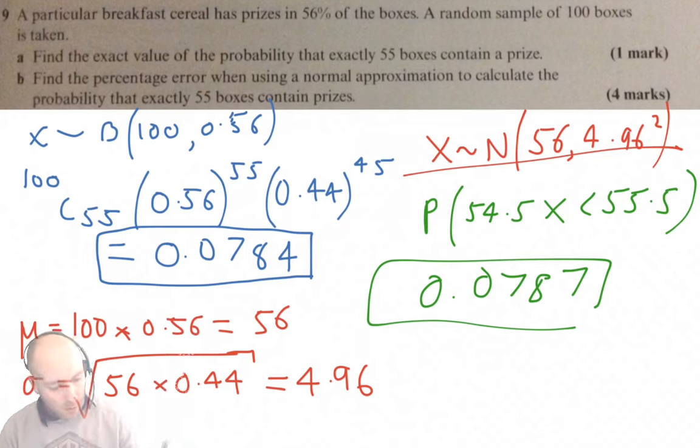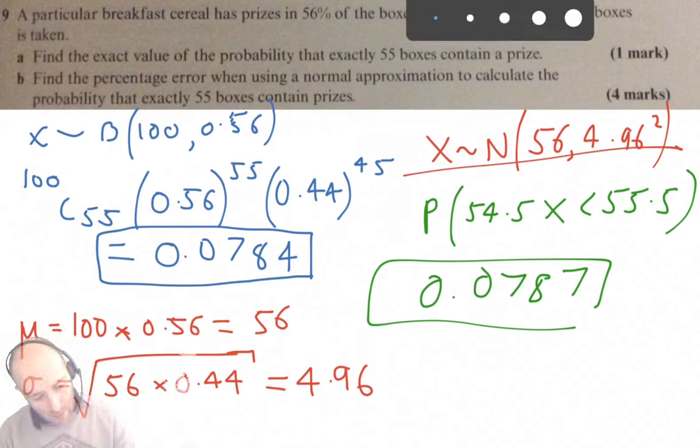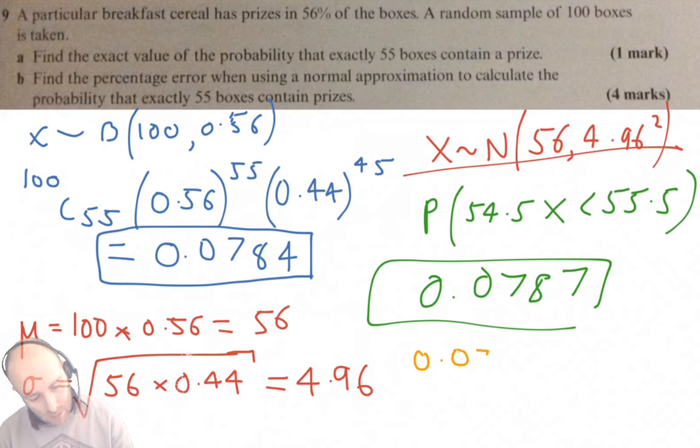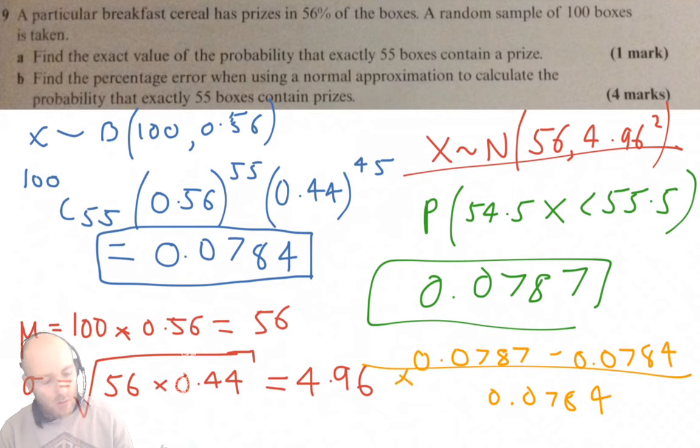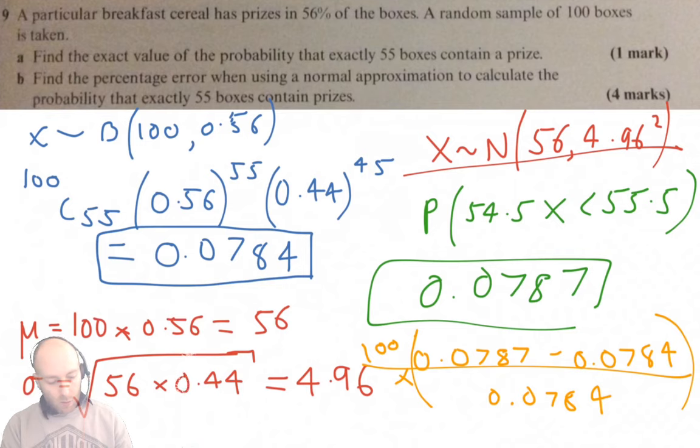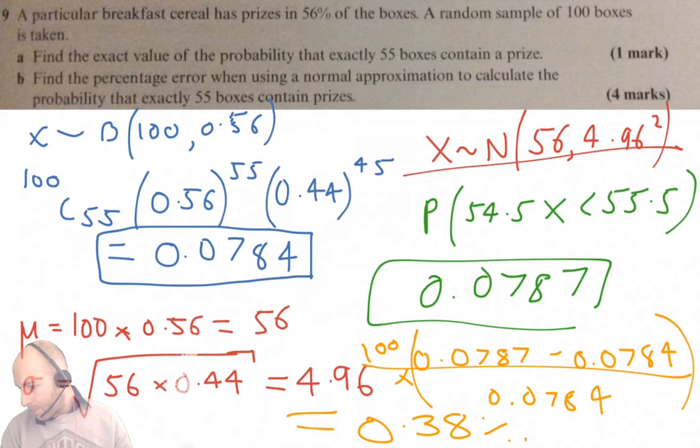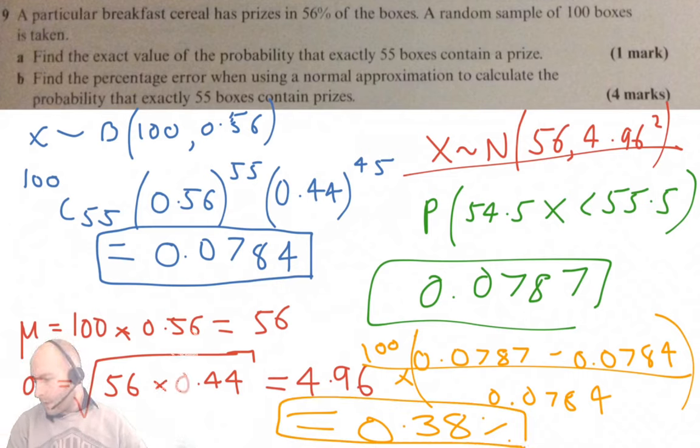Percentage error is going to be 0.0787 take 0.0784, divided by actual 0.0784, times 100. And I think you get 0.38% on that one. Yeah. Nicely done, Sam. Cool. Oliver, slightly out there, so just have a quick check. All right, has anybody got any questions about this?